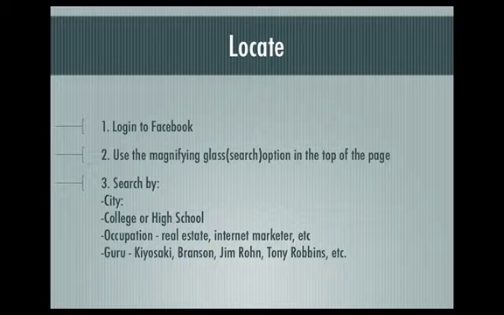And for example, here's some examples. You can search by the city, you can search by your college or your high school. If they're in a similar occupation as you, maybe real estate, internet marketer, network marketer, similar sports. The gurus out there, the Robert Kiyosakis, the Richard Branson, Jim Rohn, Tony Robbins, whoever. Those interests right there, you can go and search using the Facebook graph search, and you can find people who are in network marketing, or people who are positive, and you want to just connect with them on that level.